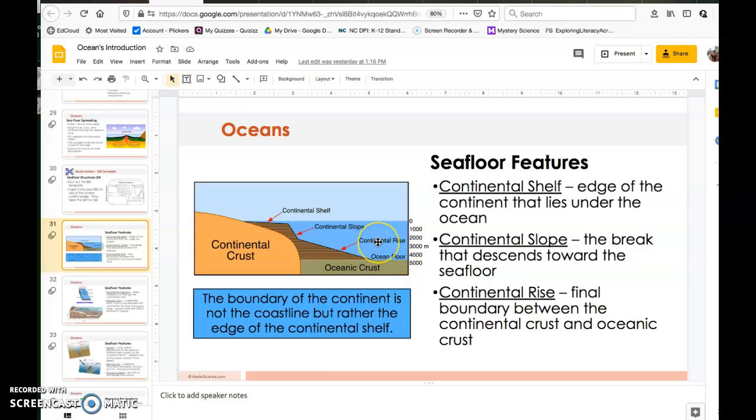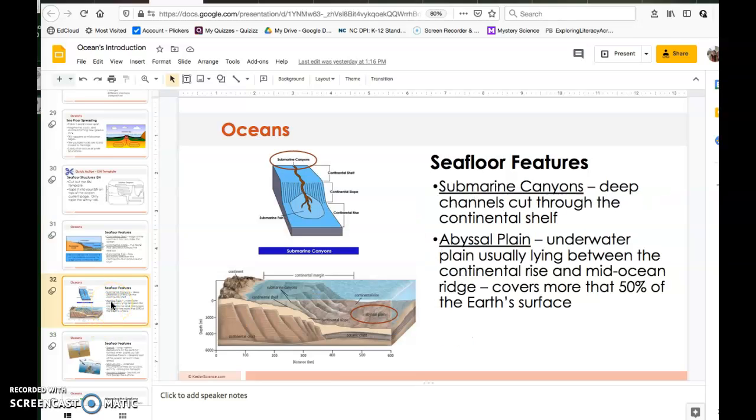And then we eventually reach the ocean crust. The boundary of the continent is not the coastline, but rather the edge of the continental shelf. So this would be like our shallower ocean, shallower, and then it drops off, but we still got a little bit more. It's still not quite as deep until we finally get to that ocean crust. Other seafloor features. So we have submarine canyons, which are deep channels cut through the continental shelf. See right here, a deep canyon under the shelf.